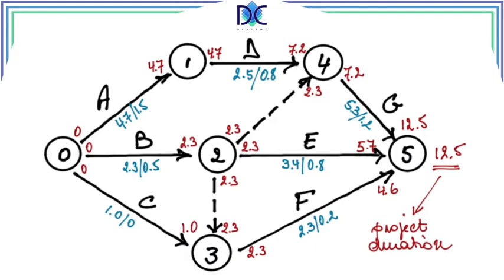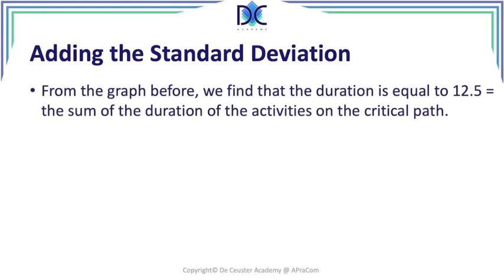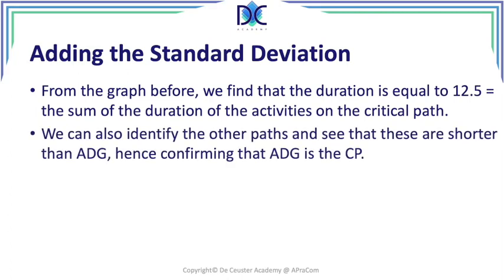Now we found the periods, now we have to add the standard deviation. The duration is 12.5 periods, which is the sum of the durations of the activities on the critical path. And we can do the same for all the other paths. When we look at this, we will see that the path ADG is clearly the longest path through the network, and we know that this is the critical path by definition.